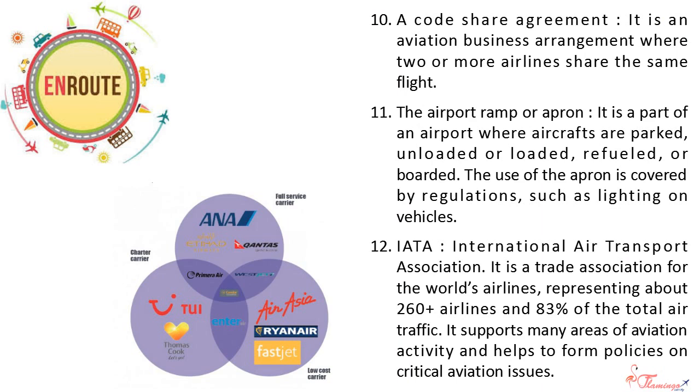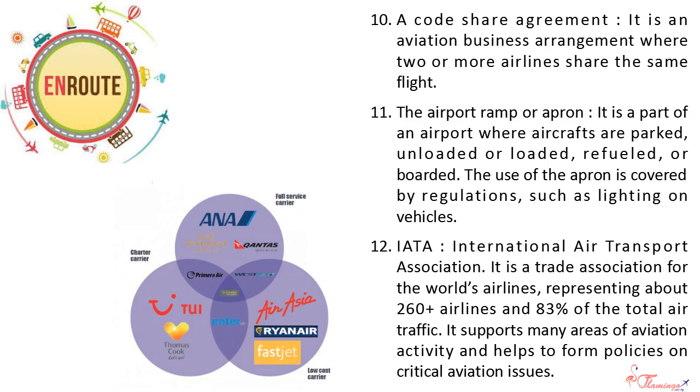A code share agreement is an aviation business arrangement where two or more airlines share the same flight. The airport ramp or apron is a part of an airport where aircraft are parked, unloaded or loaded, refueled, or boarded. The use of the apron is covered by regulations, such as lighting on vehicles.